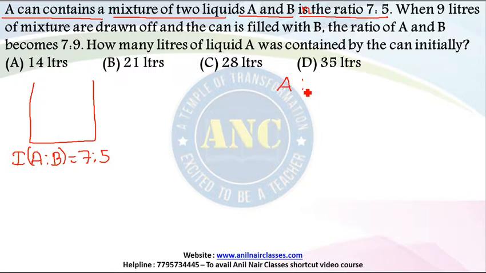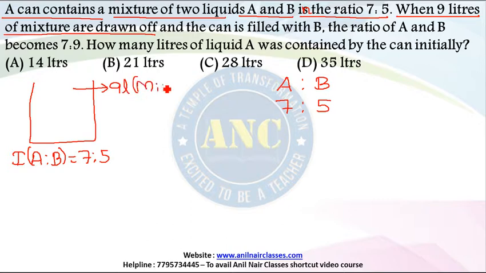Let me write it in a different way here. The A to B ratio is given as 7:5. This is the first statement. The second statement is, when 9 liters of mixture are drawn off, that means I am taking out 9 liters of mixture. Now think logically. Just a couple of minutes before I discussed this concept. The initial ratio of milk and water is 7:5. If I take out 9 liters of mixture from the initial ratio of 7:5, the present ratio will also be 7:5. That is the example I taught you before solving these problems. The present ratio is also equal to 7:5.